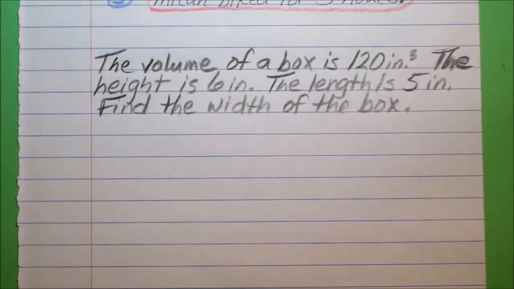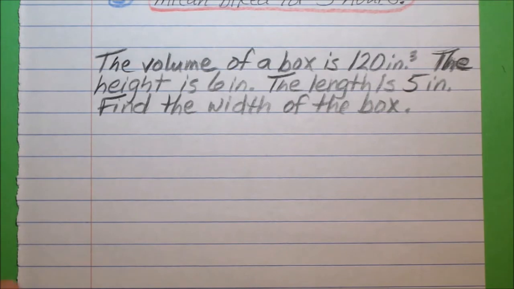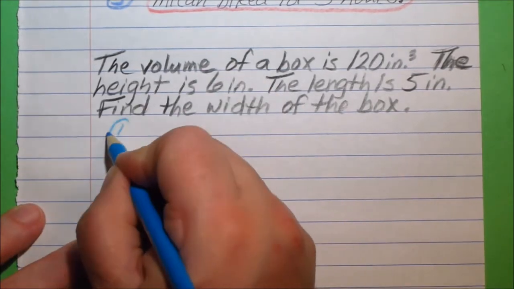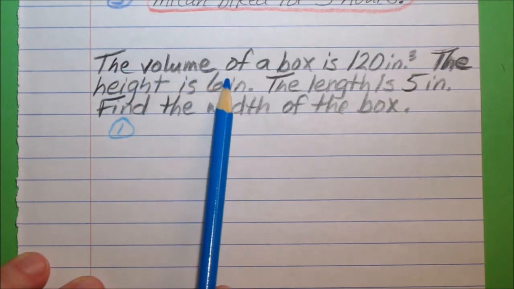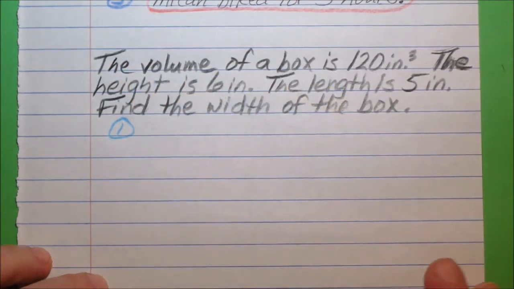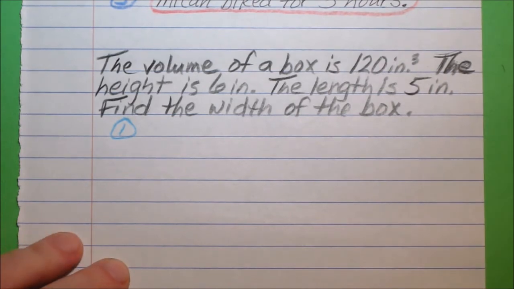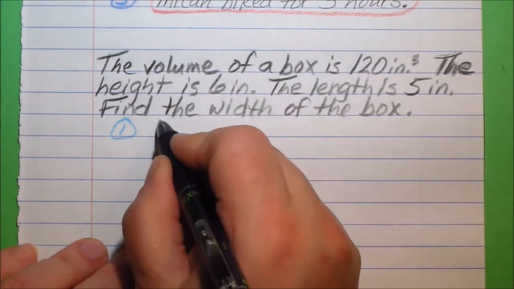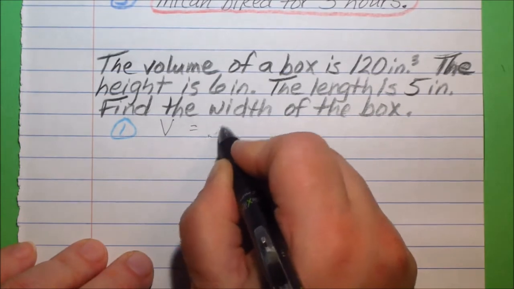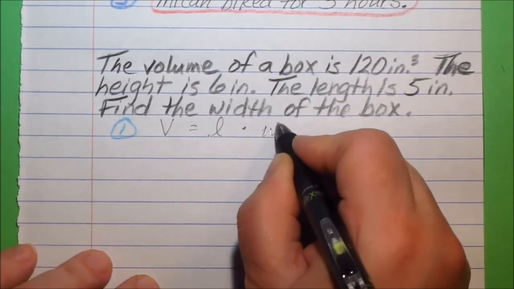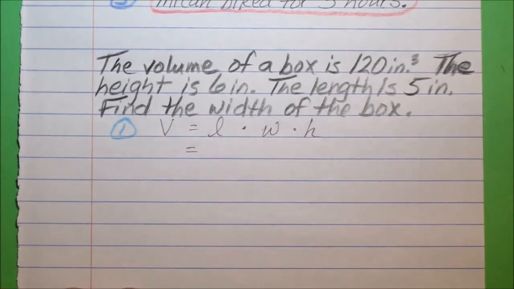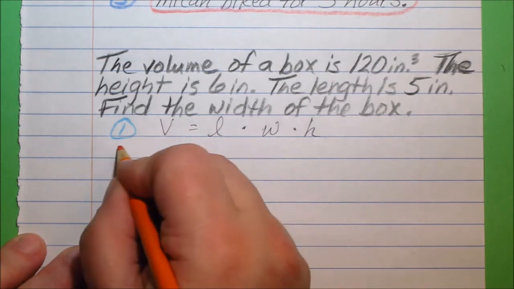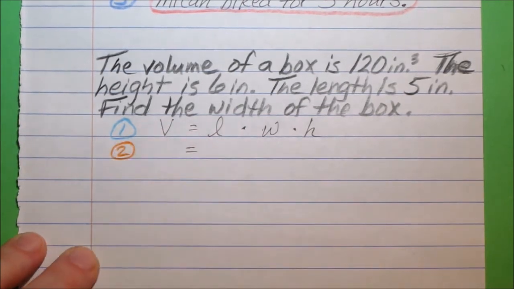Okay, so step 1, write the formula. This question is talking about the volume of the box. So I need the formula for volume. And the formula for volume is V equals length times width times height. Keep my equal signs lined up here. That was step 1. Step 2 is plug in any known values.